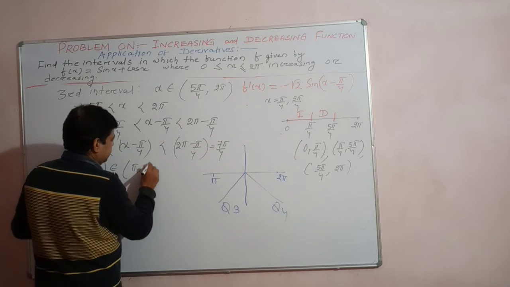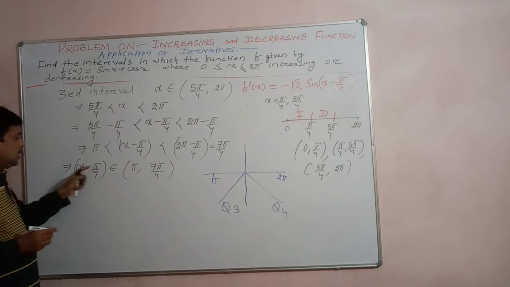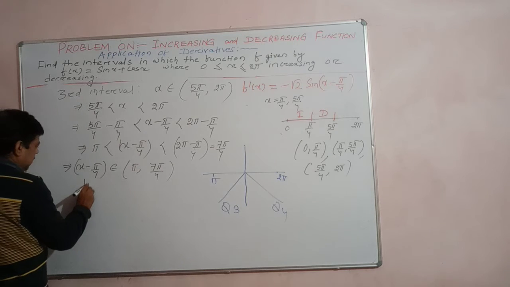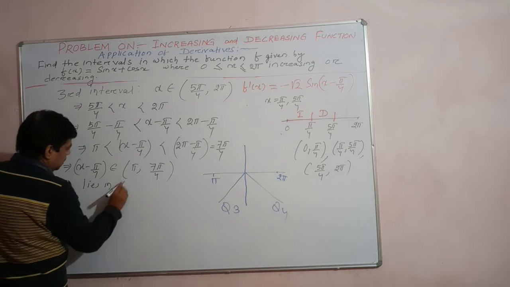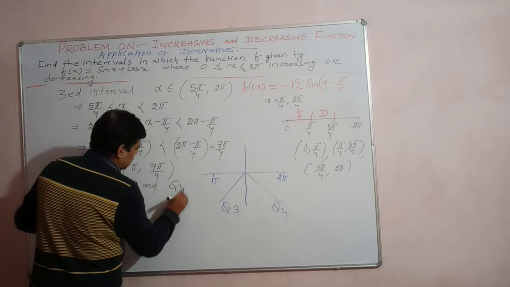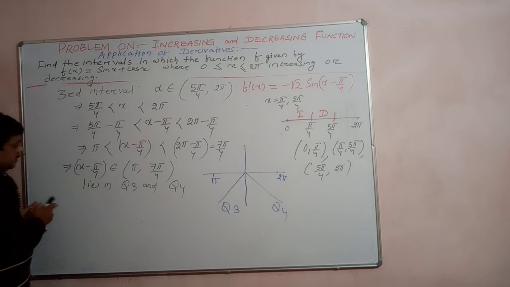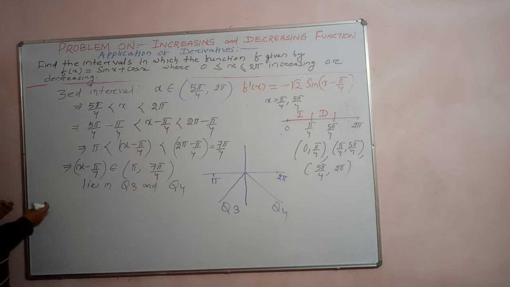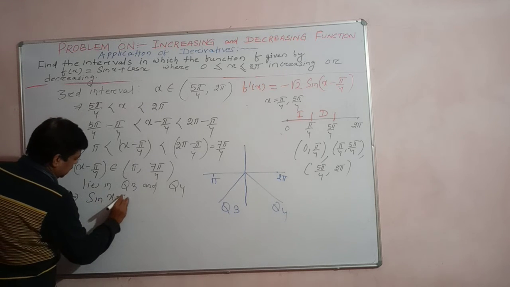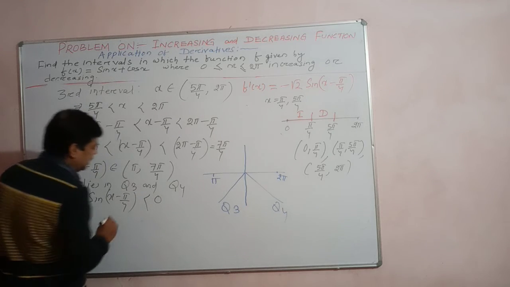7 pi by 4. If you simplify, 7 pi by 4. Understand? So x minus pi by 4 belongs to pi to 7 pi by 4, which lies in the third quadrant and fourth quadrant. Yes or no? So we know that in the third and fourth quadrant the sign is negative. That implies sin of x minus pi by 4 is less than 0. Negative means less than 0.